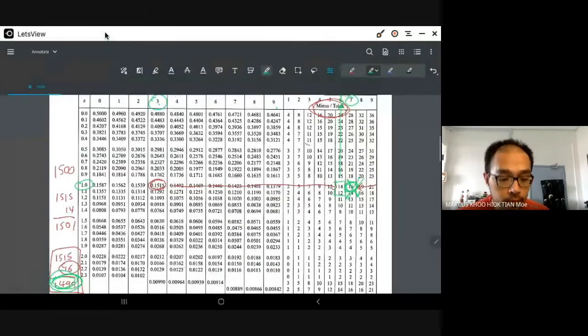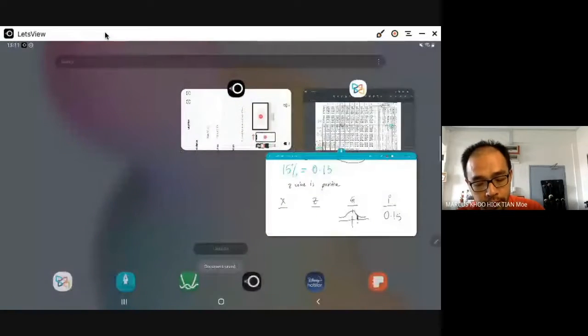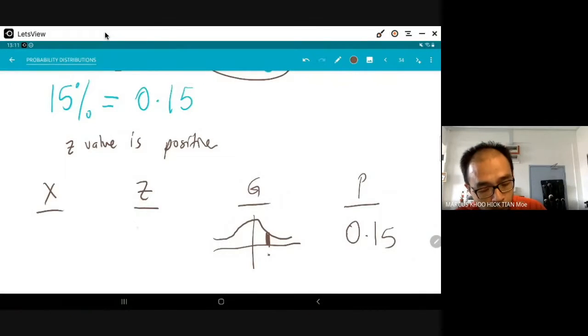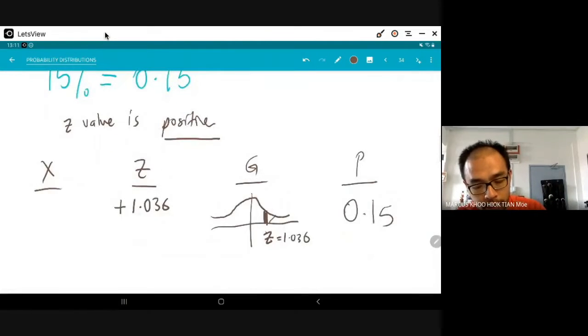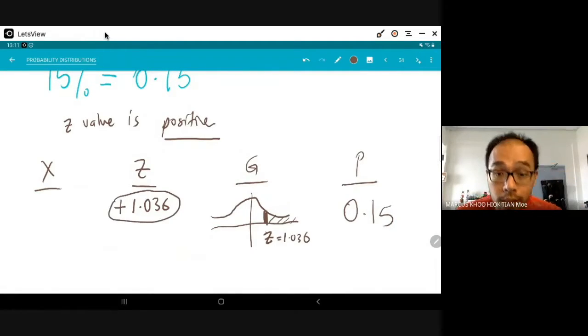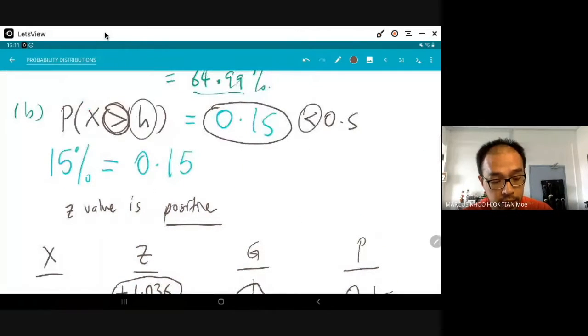1.036. Okay, 1.036. So my Z is 1.036 and I already know it is a positive value. Okay, my Z is here, 1.036. When I shade it, it is the upper side. Okay, so it's over here. If my Z is positive 1.036, then I can already count what my X value is. We substitute: 1.036 equals H minus the mean over the standard deviation. Our X value is H.